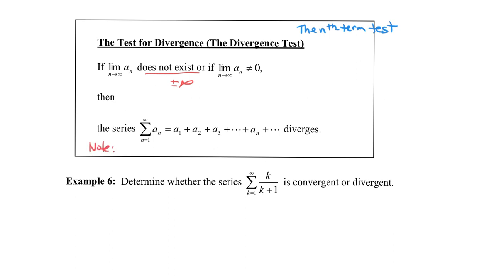Okay, so let's say you use this test, and you take the limit as n approaches infinity of a sub n, and you get 0. When that happens, the test fails to give us any information. That means the series may converge or diverge.